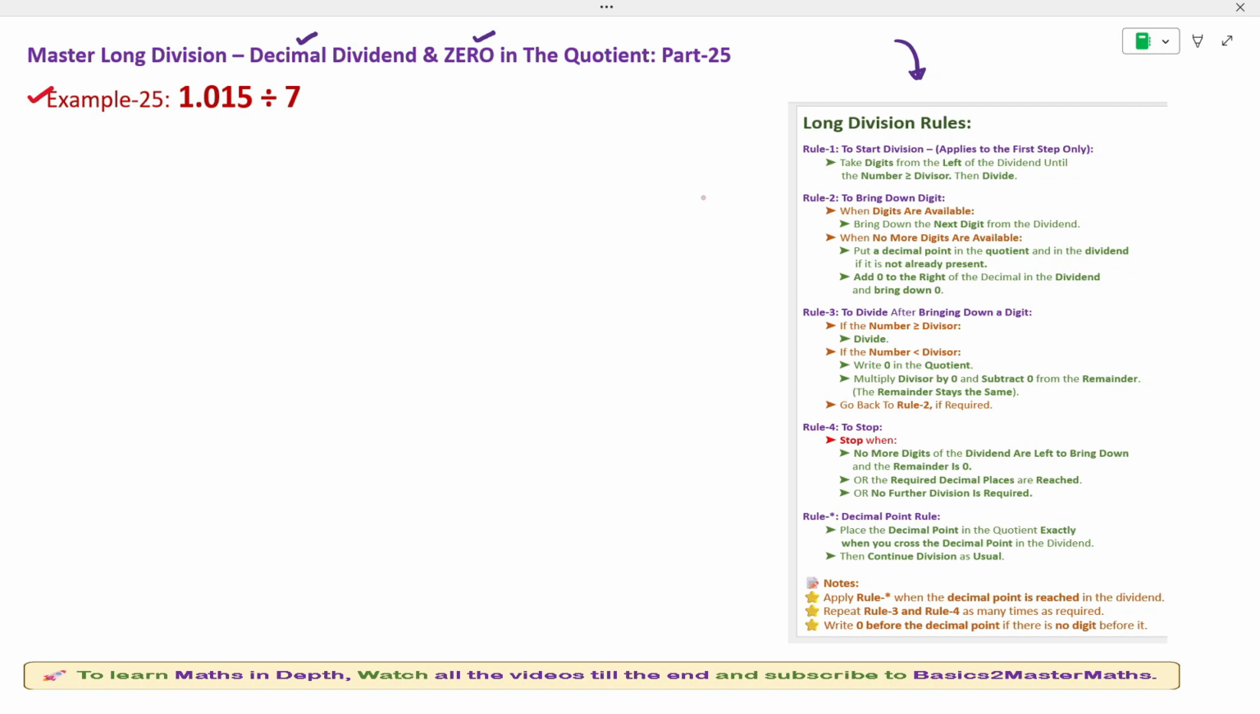1.015 by 7. Let us apply rule 1. Take the digits from the left of the dividend until the number is greater than or equal to the divisor. Then divide. In this case, the leftmost digit of the dividend is 1, which is less than the divisor 7. So, division is not possible. As per rule 1, we have to consider the next digit.